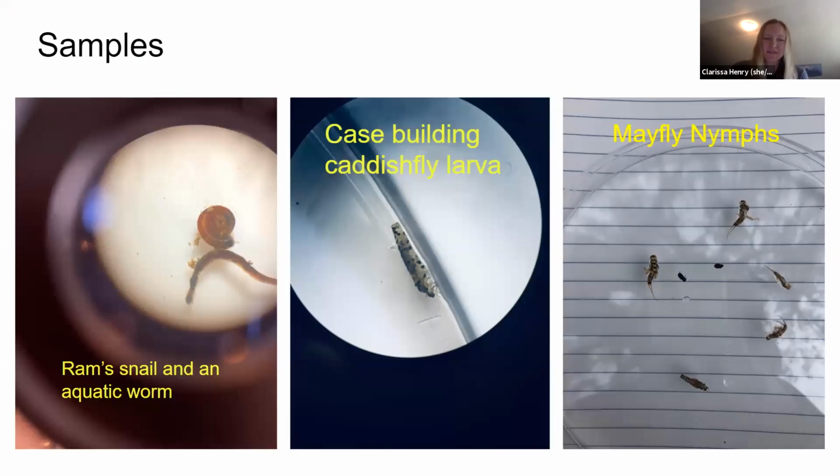Hi, so here are some examples of samples taken by JSEP students, and the two towards the left were from the group in Greenland. They found a ram snail and an aquatic worm, as well as a case-building caddisfly larva, which was a pretty common thing to find, it seems like. And someone also found some mayfly nymphs. Next.